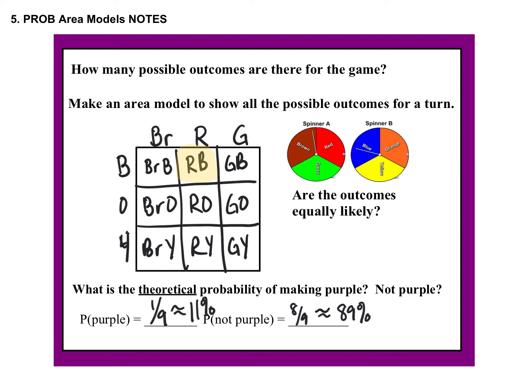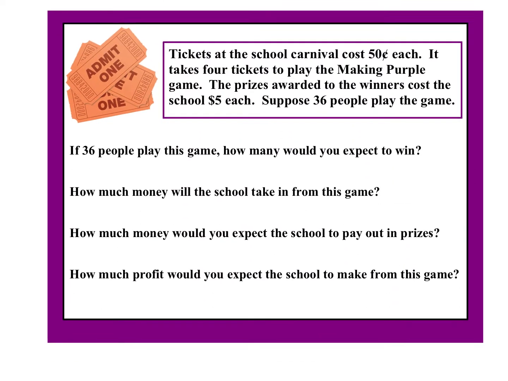If you compare that to our experimental probability, we weren't off too much. We had 8% for purple instead of 11%. And then we had 92% instead of 89%. So our experimental probability was pretty close to our theoretical probability of what should have happened. Let's look at the next slide.